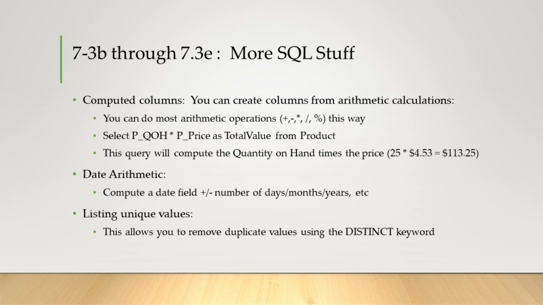Another thing you can do is computation with arithmetic computations. You can do most arithmetic computations this way. So if you have two number fields and you want to multiply them together or divide them, you can do that by just using the field names, say quantity on hand times price, and if you don't give it a name, it'll just call it expression 1. If you do give it a name, you can save it as that name because we know how to do aliases. So you can do QOH times price as total value, and your resulting record set will have the calculation of those two fields together at the same time, which is really convenient.